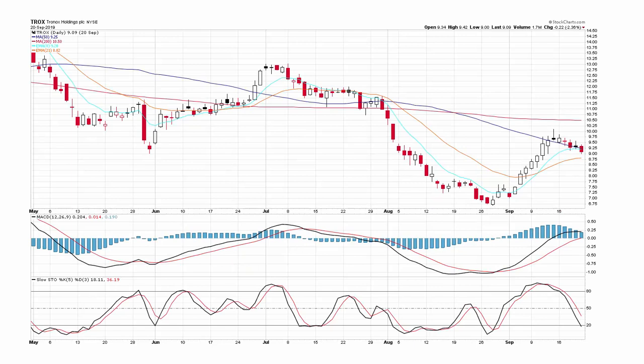All right, TROX, positive divergence, cross at a low level. The stock pauses here for 3-4 days, and then boom, it takes off.